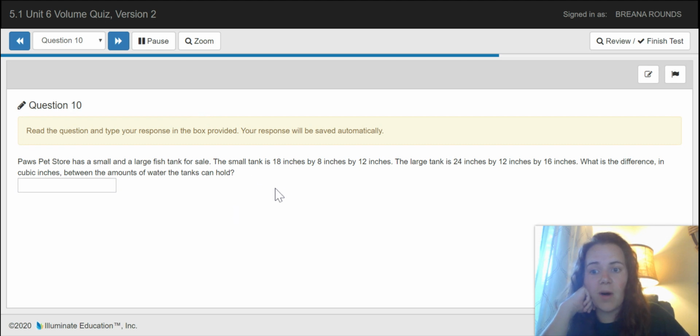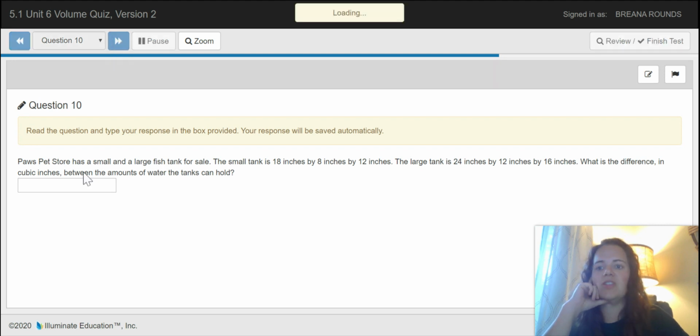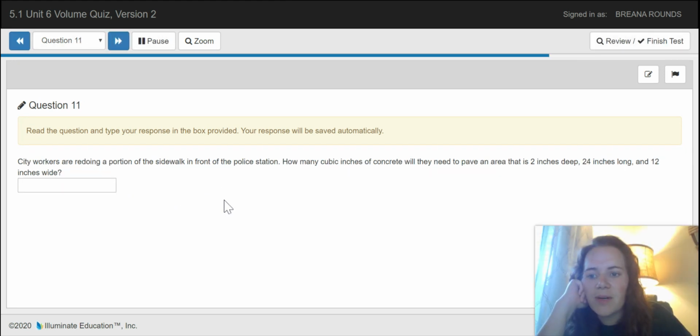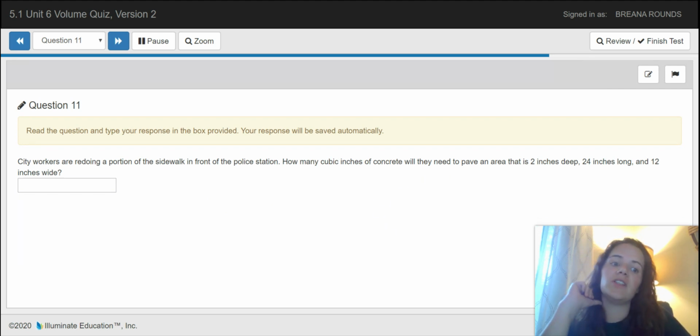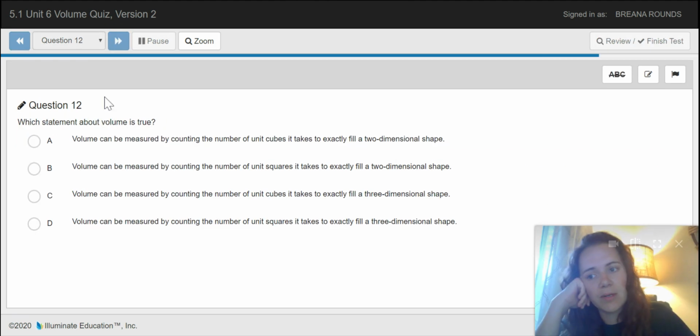Pa's Pet Store has a small and a large fish tank for sale. The small tank is 18 by 8 by 12 inches. The large tank is 24 by 12 by 16 inches. What's the difference in cubic inches between the amounts of water the tanks can hold? I think that one's pretty straightforward. I'm not going to go into too much detail. City workers are redoing a portion of the sidewalk in front of the police station. How many cubic inches of concrete will they need to pave an area that's 2 inches deep, 24 inches long, and 12 inches wide? Again, straightforward.